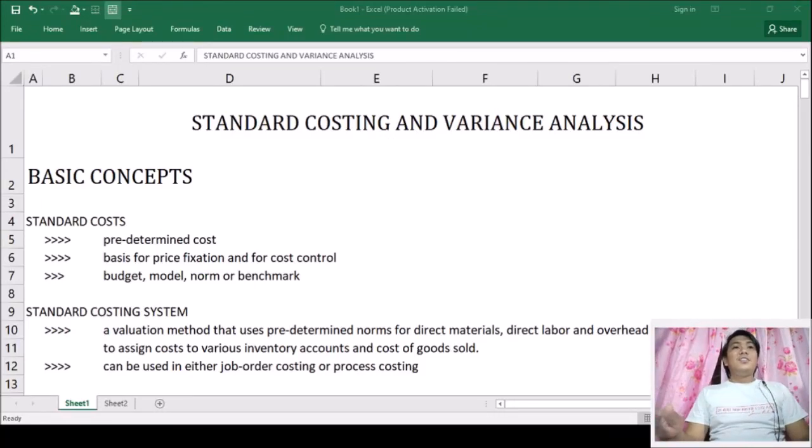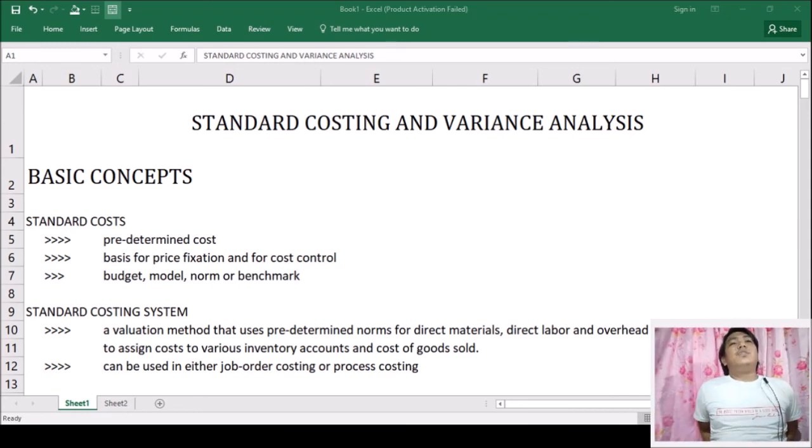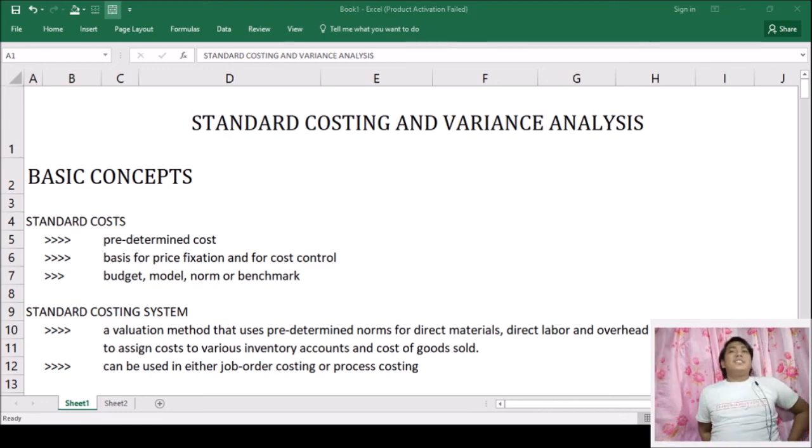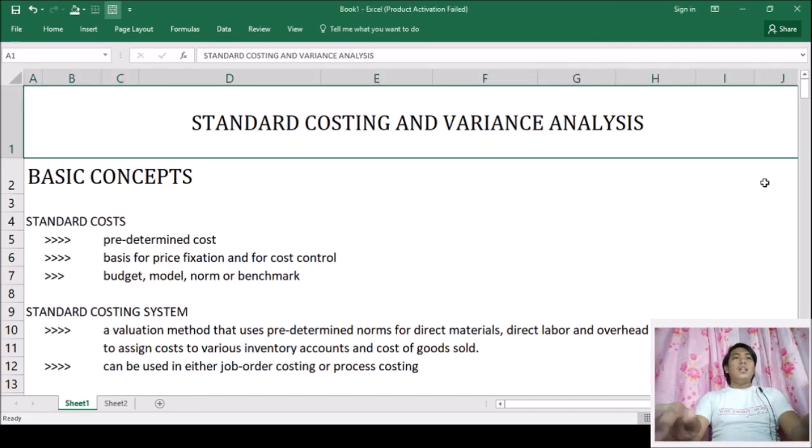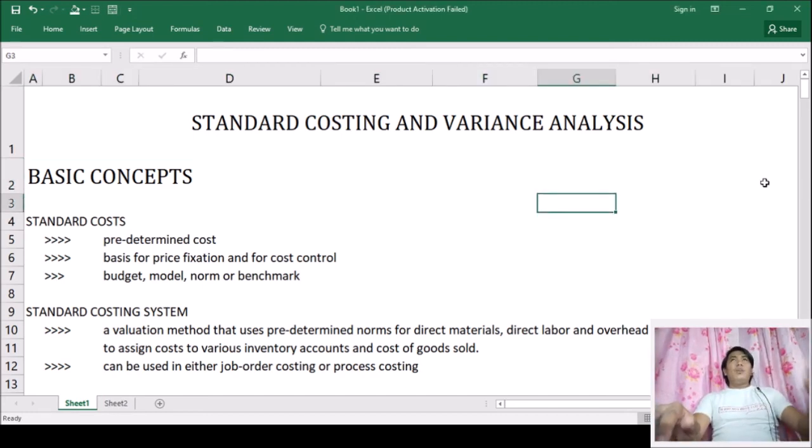Okay, today we are going to discuss standard costing and variance analysis. Hopefully everyone is ready to listen to the topic for today on management advisory services, particularly on standard costing and variance analysis. Let's have a short recap or review on the basic concepts of standard cost, standard costing system, and variance.